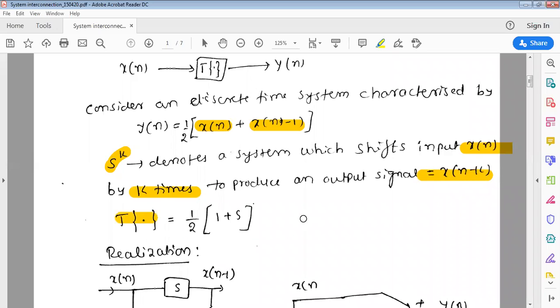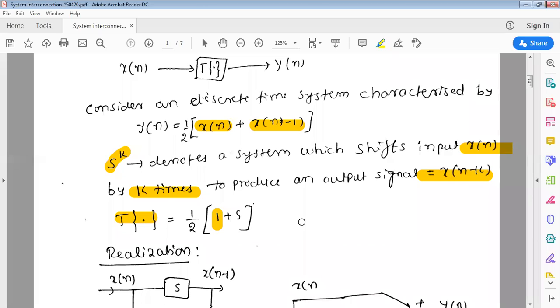So T, I'll define as half of x of n minus 0, that is, the signal is not shifted. When the signal is not shifted, k is equal to 0, and S power 0 is 1. Plus x of n minus 1. How much are you shifting? You are shifting by 1 time unit, S power 1. So T I can represent as half, with half outside, of 1 plus S. This is how I'll represent a system. Given x of n, this system with operating function 1 by 2 into 1 plus S will produce an output half of x of n plus x of n minus 1.